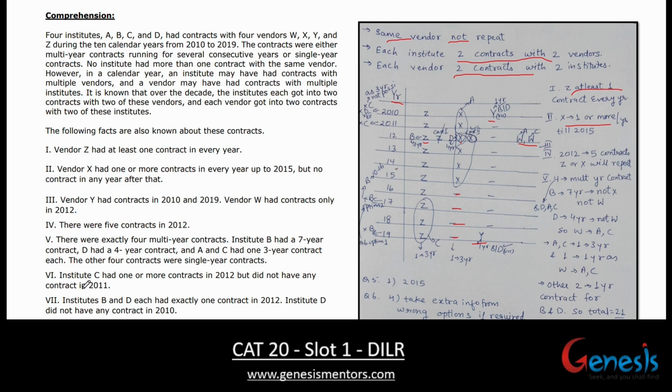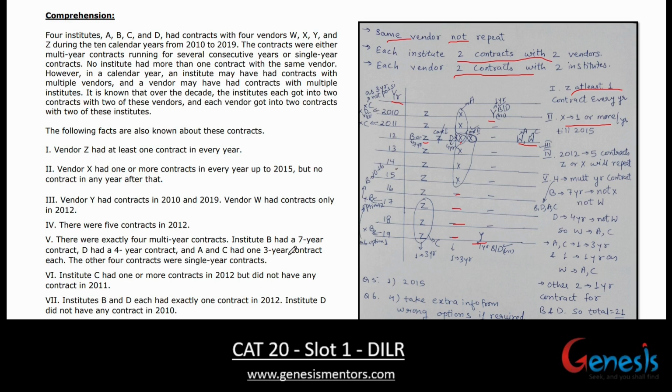Now the next condition: there were exactly 4 multi-year contracts. Multi-year contracts means contracts running for more than 1 year continuously. So there were exactly 4 multi-year contracts.